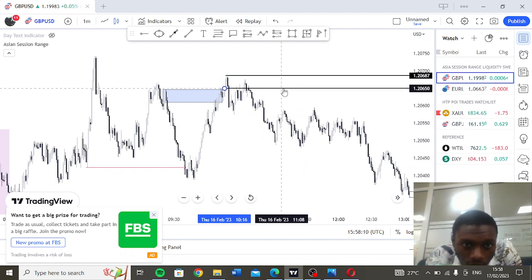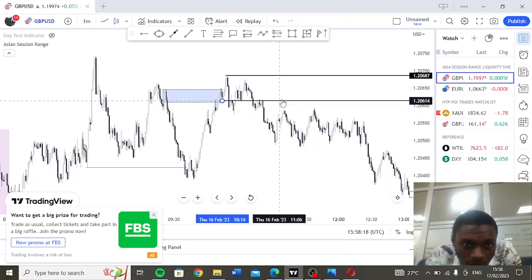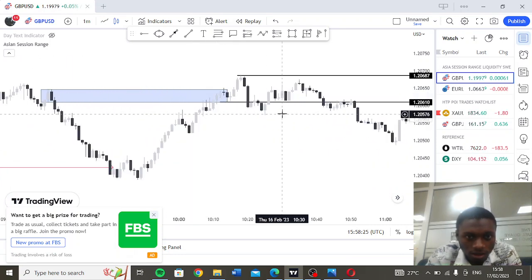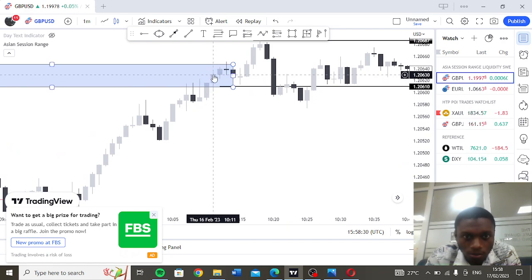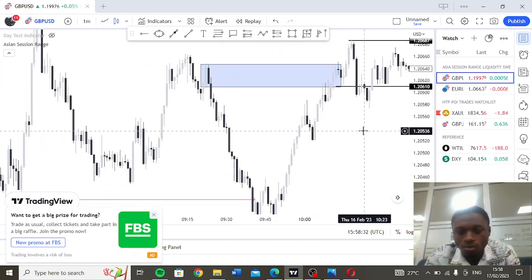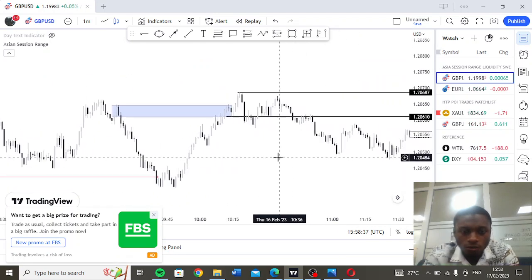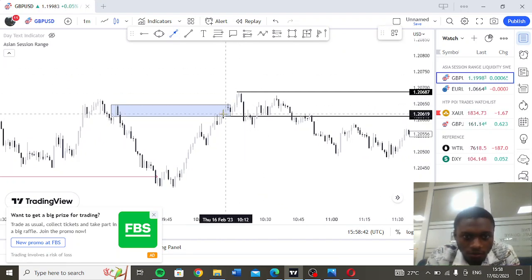Which low? This low was not taken. This low was not taken. This low was not taken until this place where we had this low, which was taken here. This candle took the previous candle low, so this becomes a confirmed low. This is what I mean by the candle break. This low was clearly broken by this candle low. So now we are still waiting for this low to be taken. Then it was clearly taken at this place.